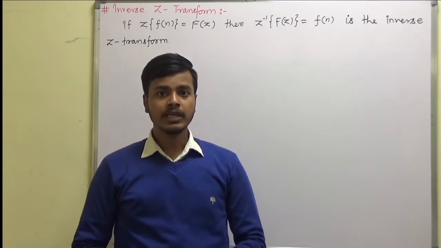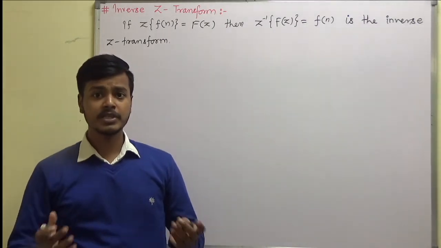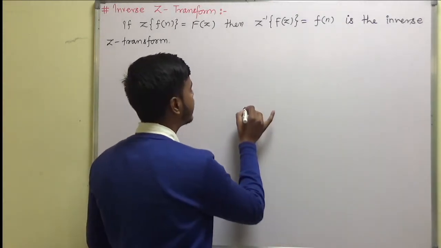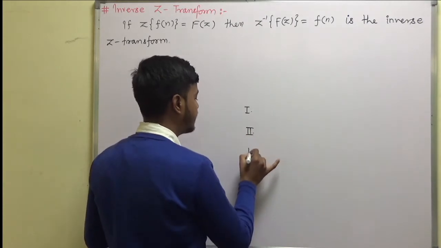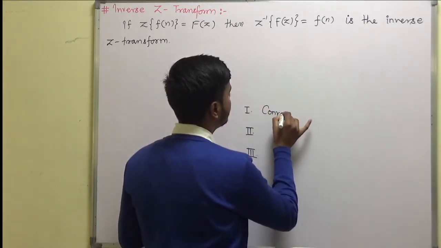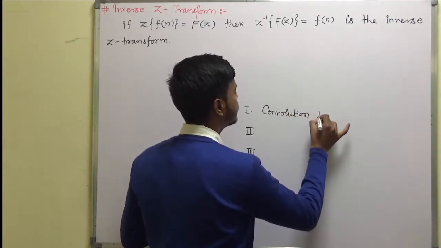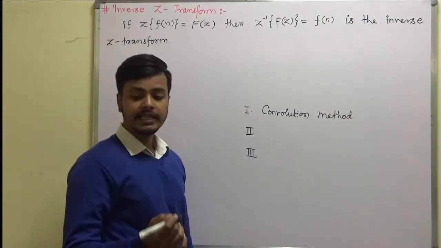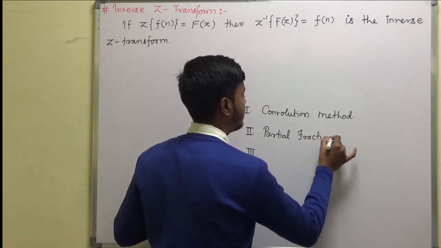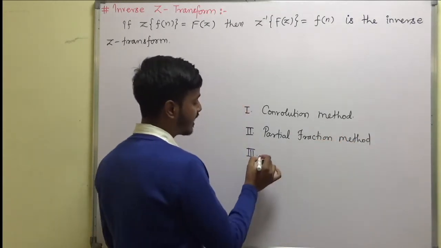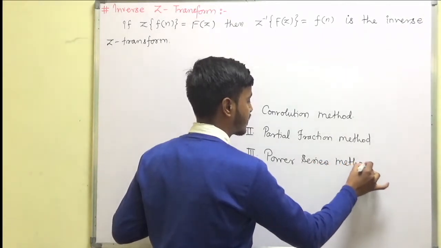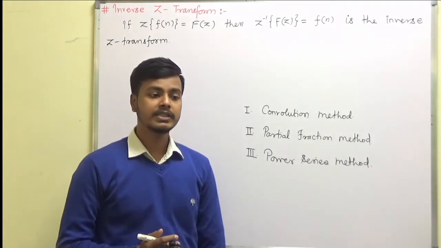Now to find the inverse Z transform, there must be some methods, right? Under this topic, we will have three different methods to get the inverse Z transform. The very first method, which is very popular, is the method of convolution. The second is the partial fraction method, and then we have the power series method.